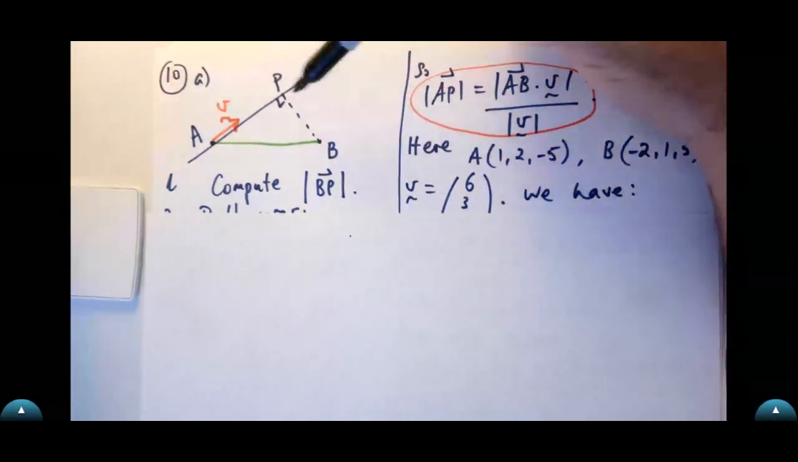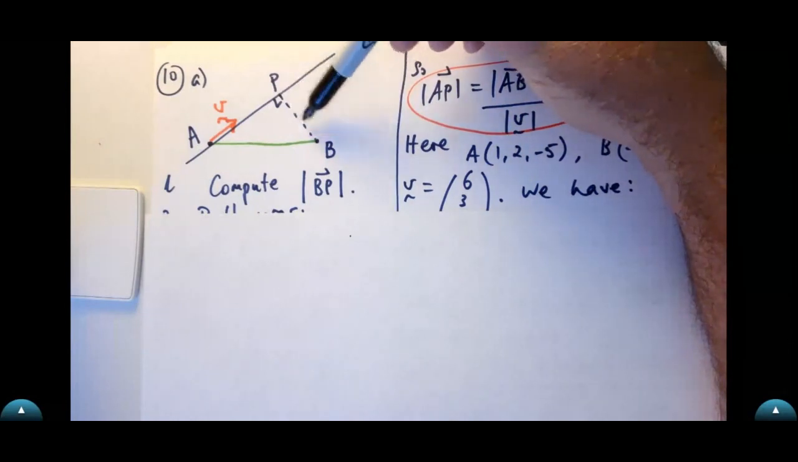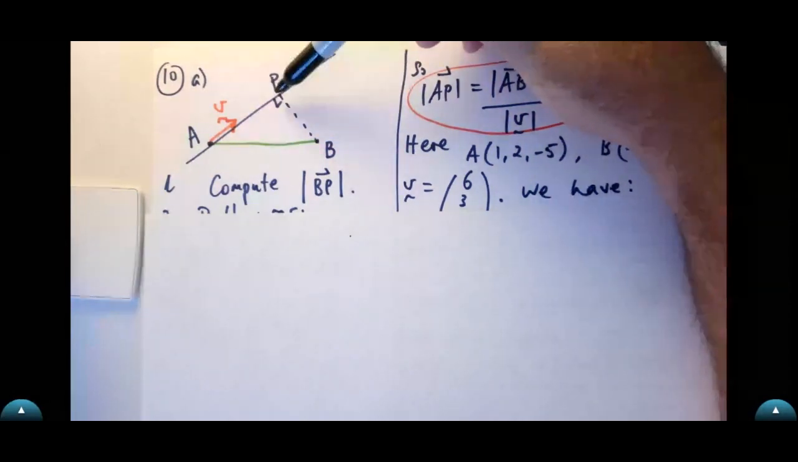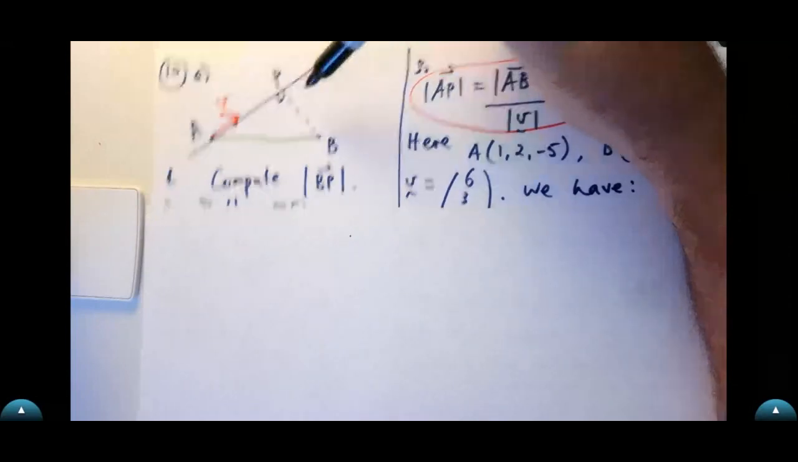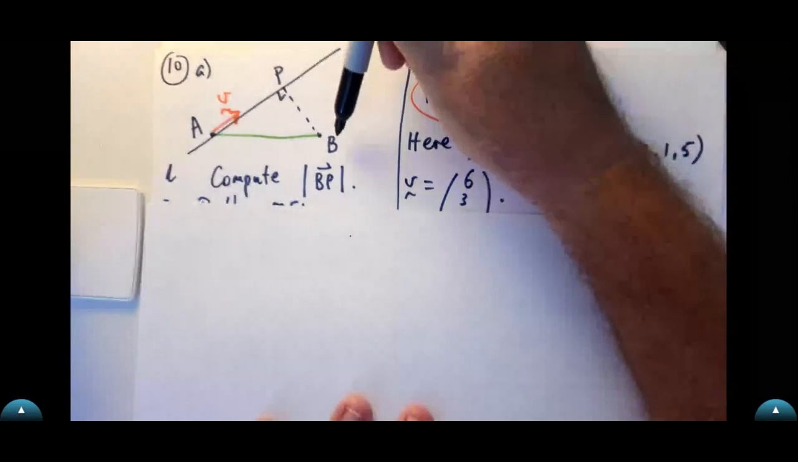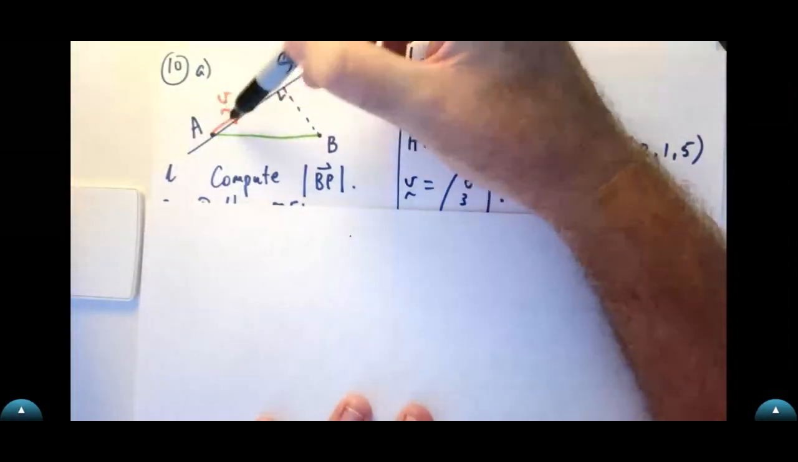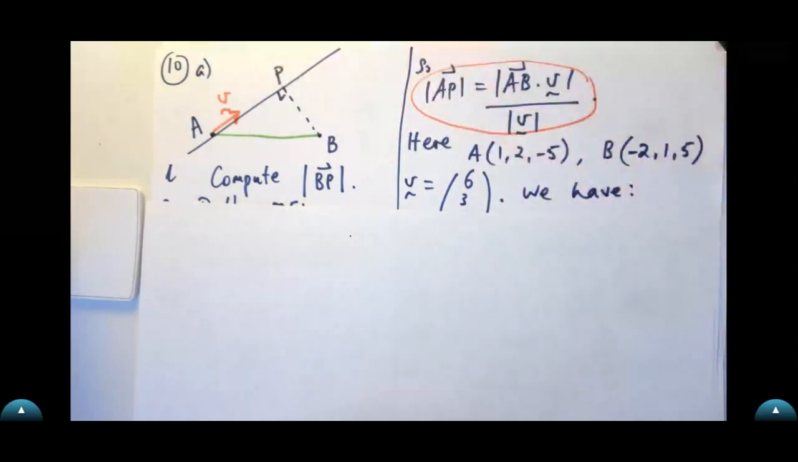So in these types of questions, what you're trying to do is compute the distance from B to P, and you don't know what P is ahead of time. So that's the idea with these kinds of questions. B is a known point, A is a known point, V is a known vector, but P you don't know what it is.